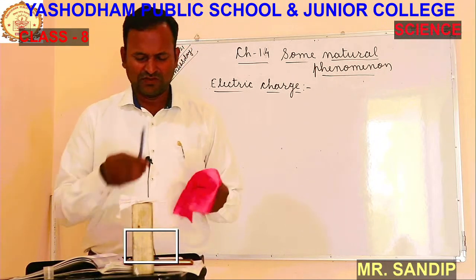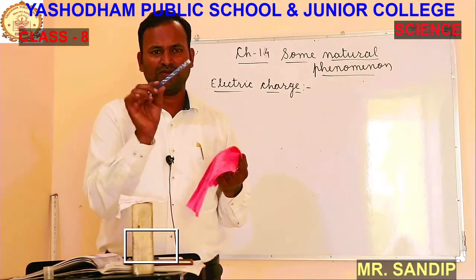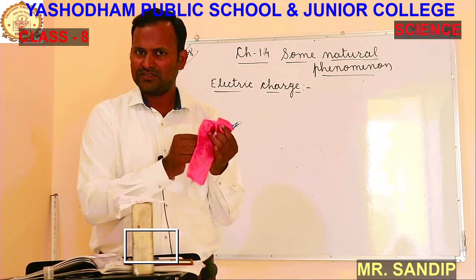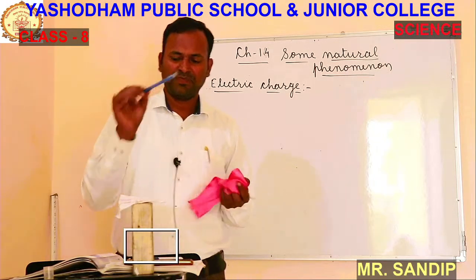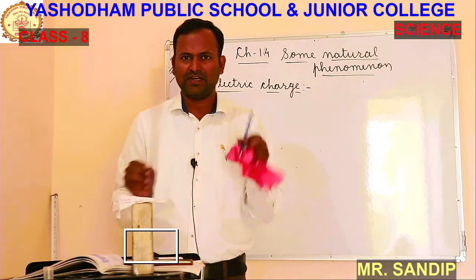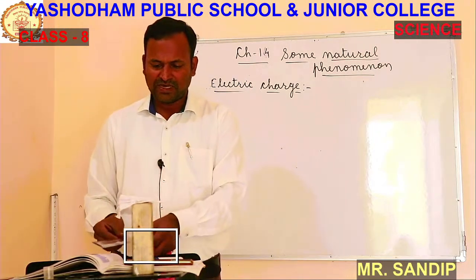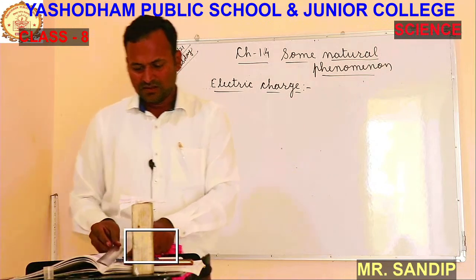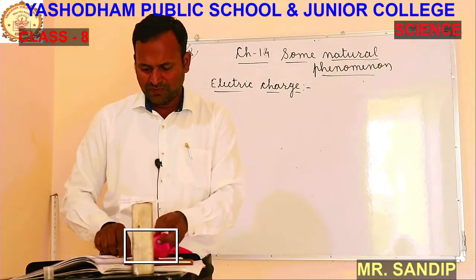Whenever we rub, there is friction, and due to friction this pen or this scale gets charged, and because of that it attracts these small paper pieces.